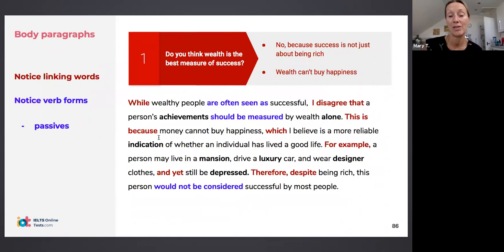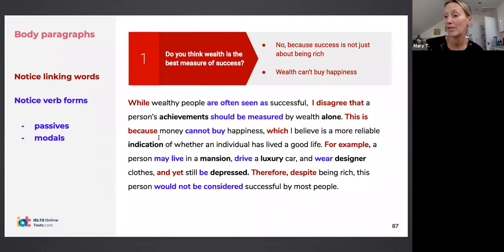So this person has used sophisticated verb forms. So there's the passive: are often seen as, should be measured by, would not be considered. So also modal verbs: may live, may drive, may wear. So it's kind of high-end structured, really. And if you're able to write like this, you should get a high score in that section. Also, as I said before, just notice the -ing after the linker despite.